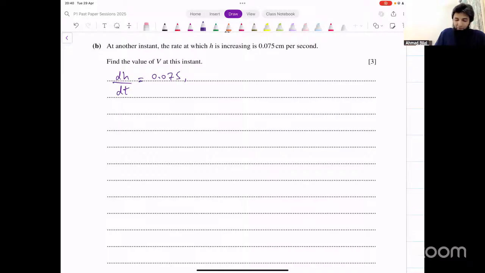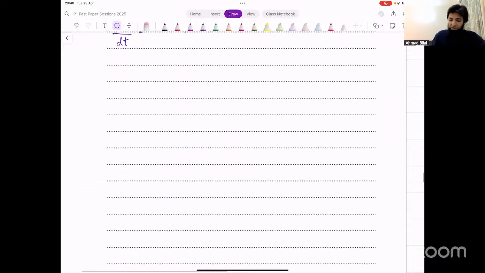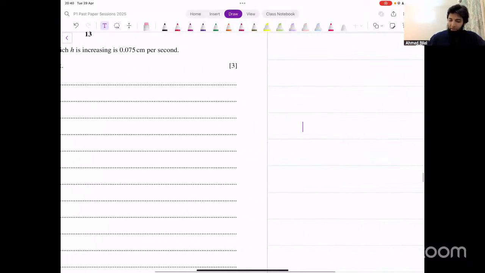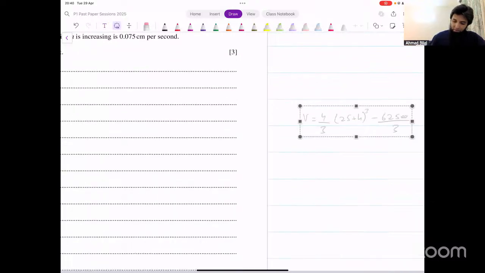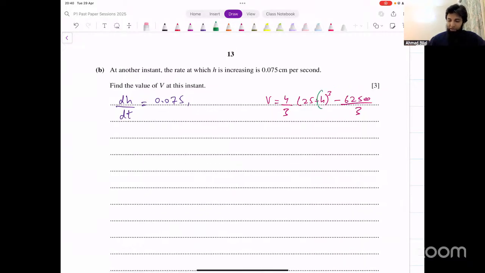What we want to do is find the value of v at this instant, the value of volume. Now, how do you get volume? Do we have a volume formula? We had this volume formula that was given in the question. We can use that. Using this volume formula, we can find that volume. But the problem is, we do not have the value for h. For that volume formula, we want to find the value for h, when h is increasing at this rate, when dh over dt is equal to this.